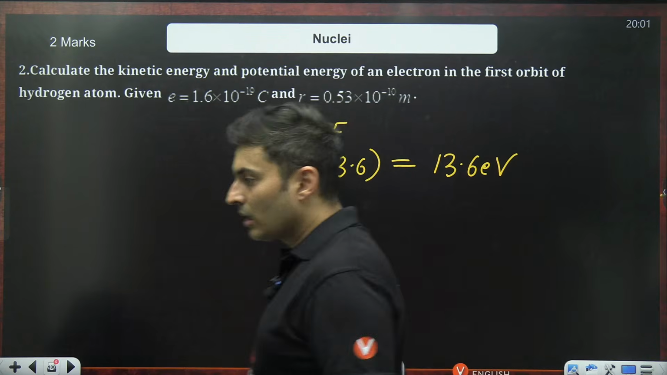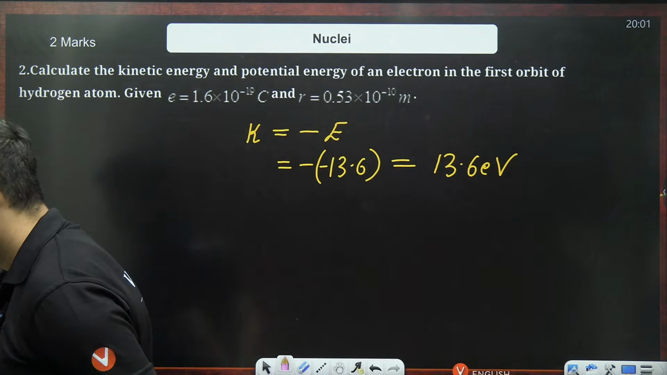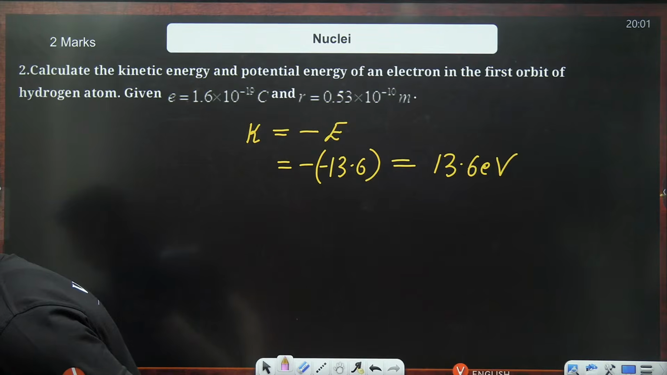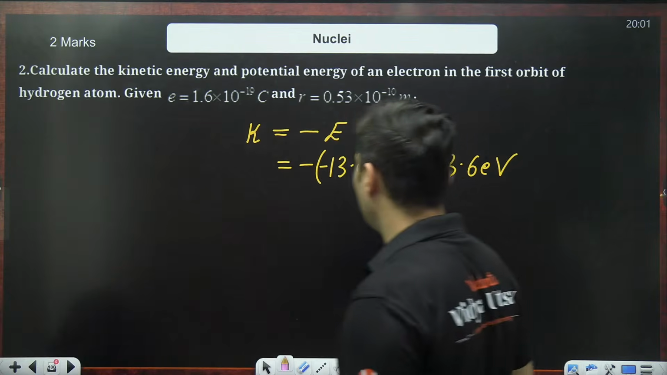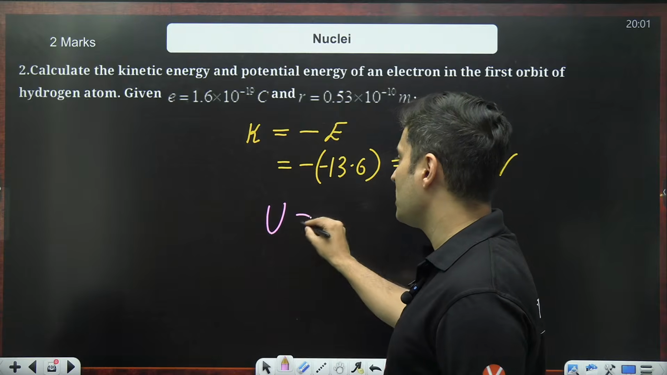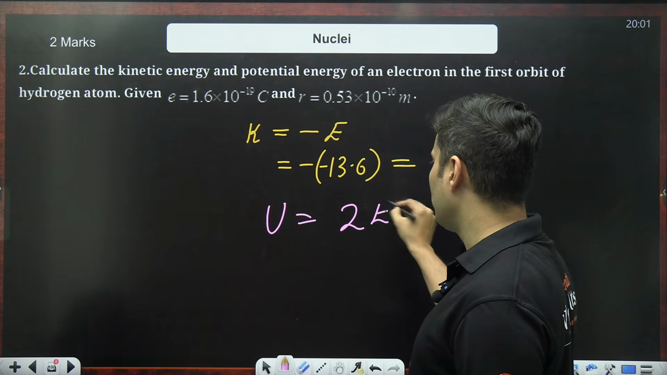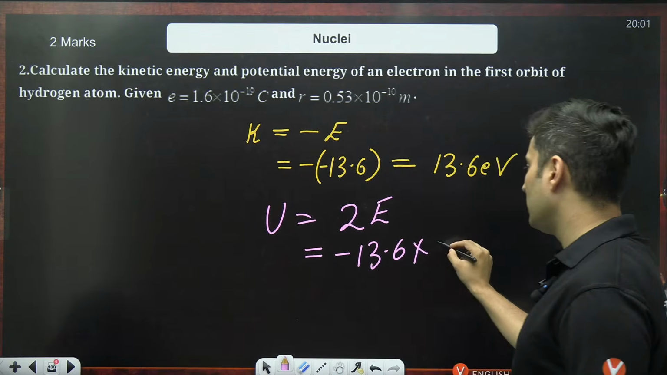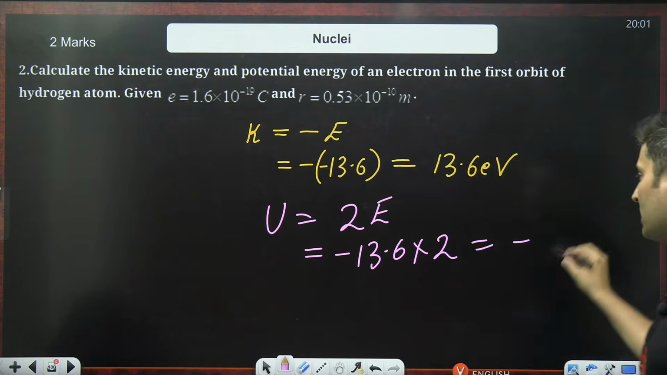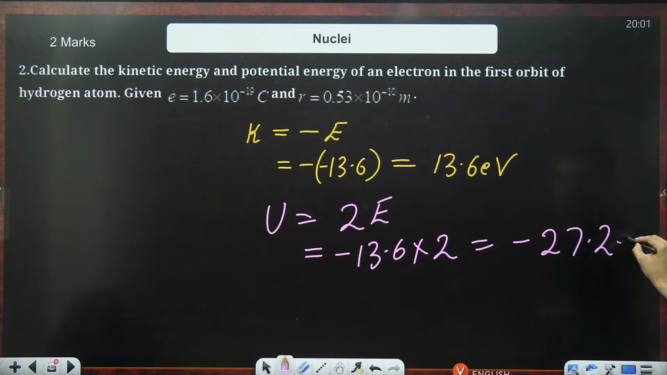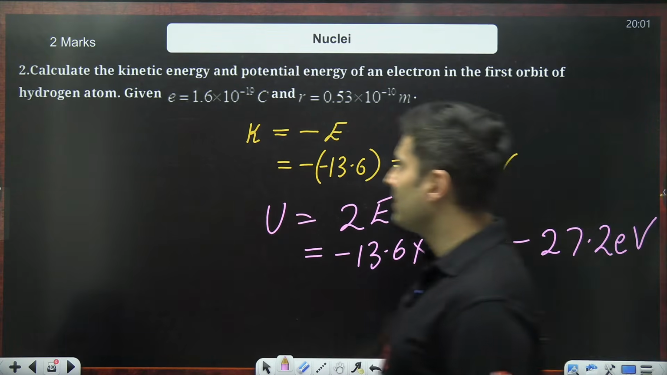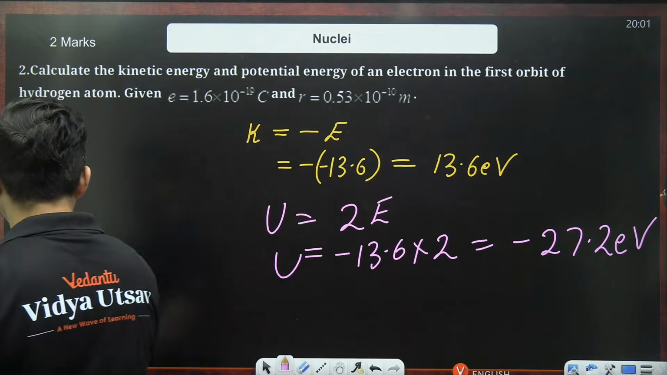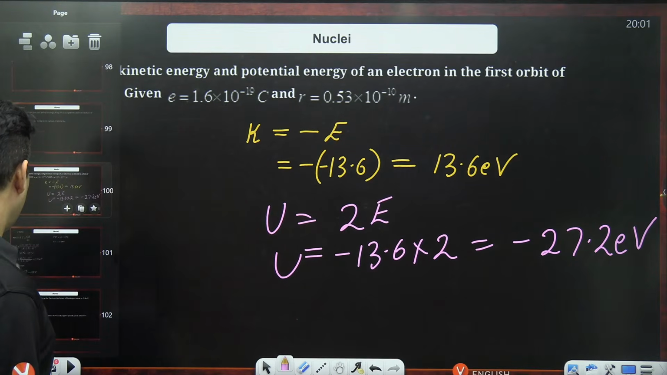What about the next one, guys? Because tomorrow is exam. Sir, I can't understand you in mind because tomorrow is exam. No problem, Sanja. All right. Potential energy. Potential energy is 2 times of total energy. So, minus 13.6 is the total energy, into 2, which is minus 27.2 electron volt. So, that is the answer for potential energy. That's it. Direct answer.